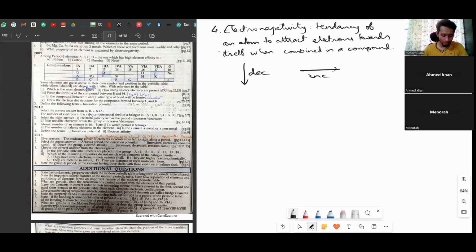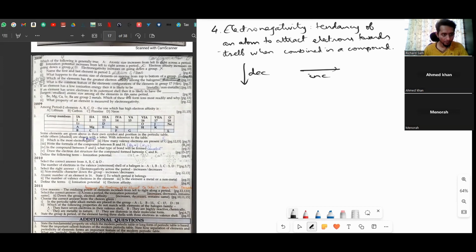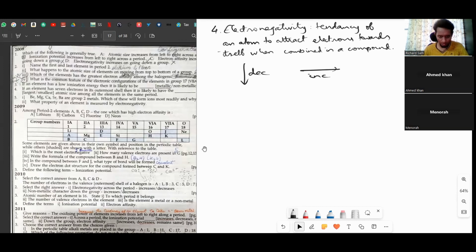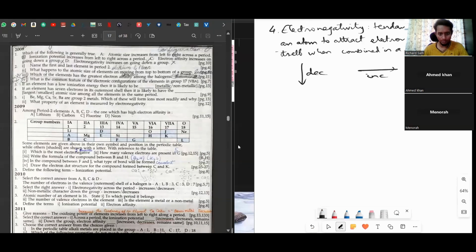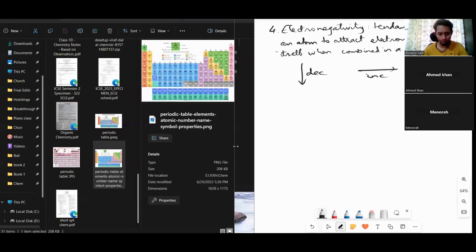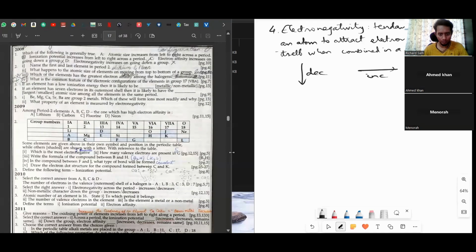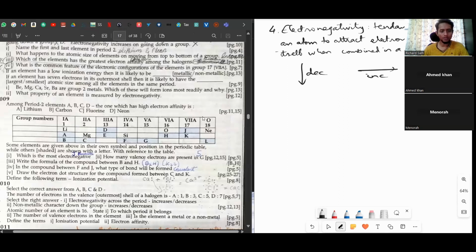Page number 20, question number 8. In my book, it's this one, 2009, question 2. What they've given here is the structure of a periodic table. In our book, which question? Question 8. Page number 20, question 8.